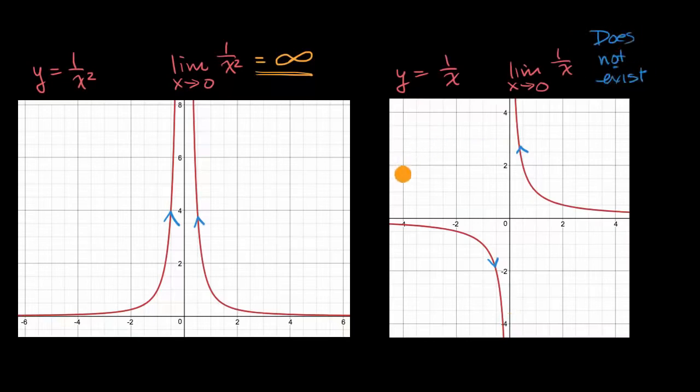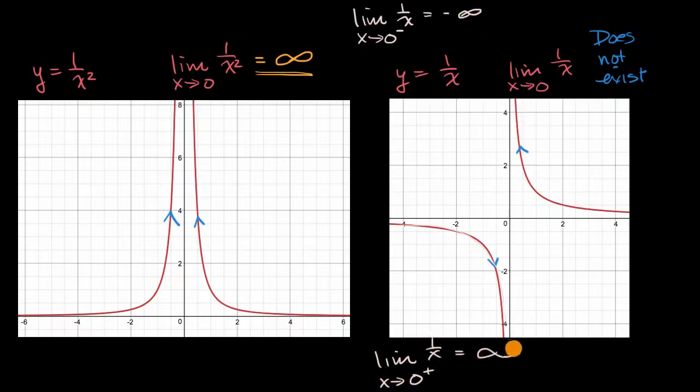You could do one-sided limits here, which if you're not familiar with, I encourage you to review it on Khan Academy. If you said the limit of 1 over x as x approaches 0 from the left-hand side, from values less than 0, well, then you would look at this right over here and say, well, look, it looks like we're going unbounded in the negative direction. So you would say this is equal to negative infinity. And of course, if you said the limit as x approaches 0 from the right of 1 over x, well, here you're unbounded in the positive direction, so that's going to be equal to positive infinity.